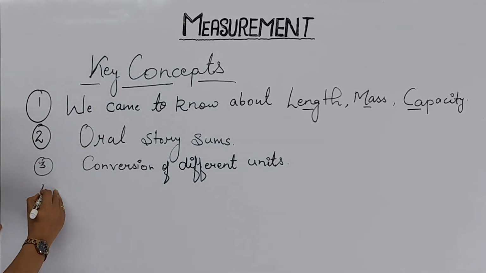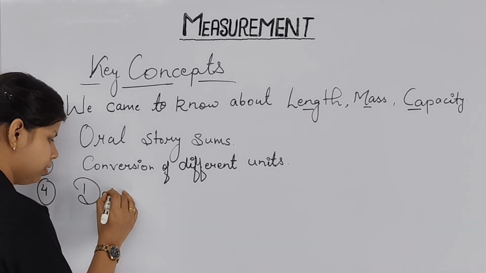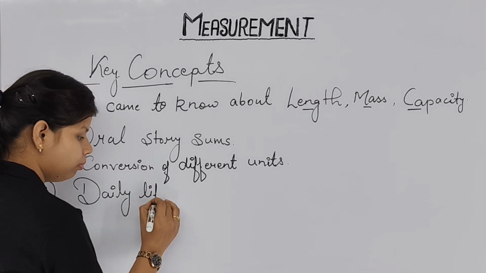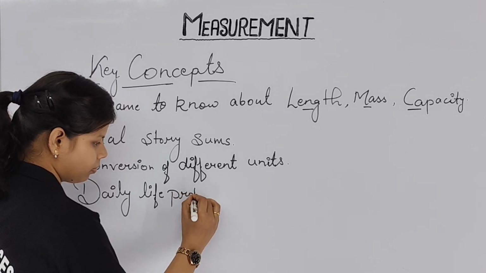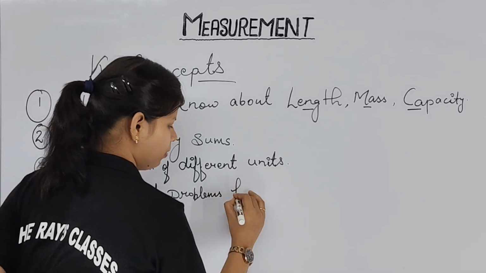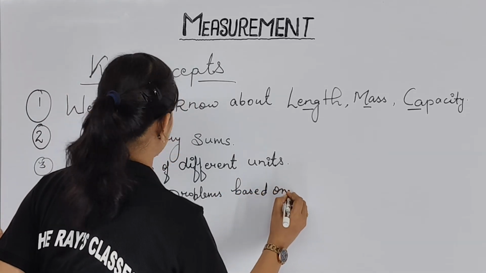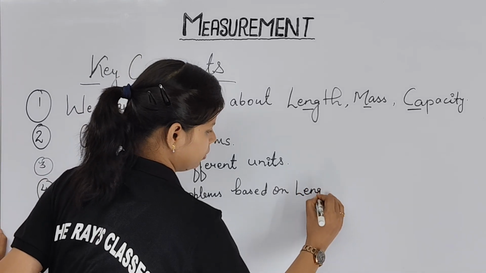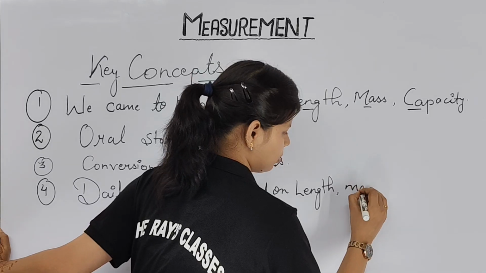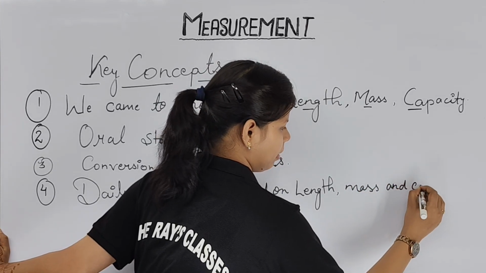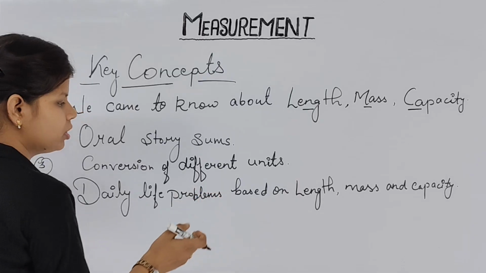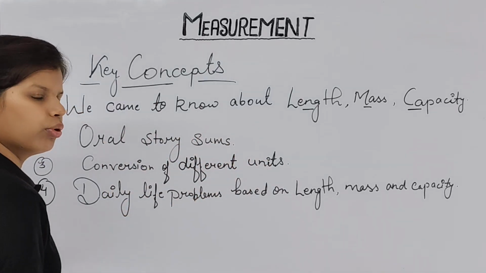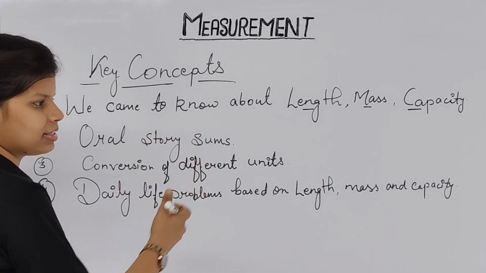Next we are going to learn about daily life problems. Daily life problem means what? Word problem. Daily life problems based on length, mass and capacity. Children, please watch this one by one and try to understand what our motto for this chapter is. Then only you will understand the further topics.